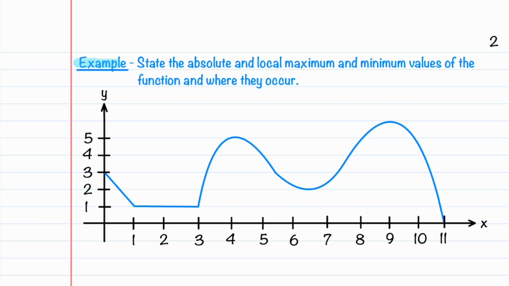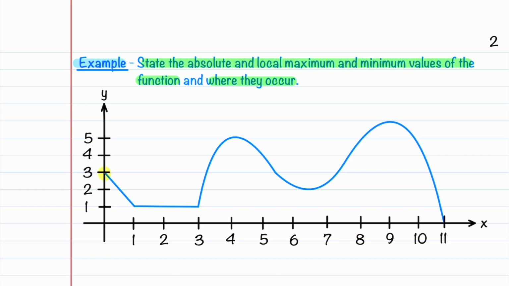Let's now walk through an example. We are going to state the local and absolute maximum and minimum values of the function and where they occur. Let's start by looking at the points on our left. So we'll start with x is equal to 0, and then we'll go to the right. When x is equal to 0, our function is this value right here.